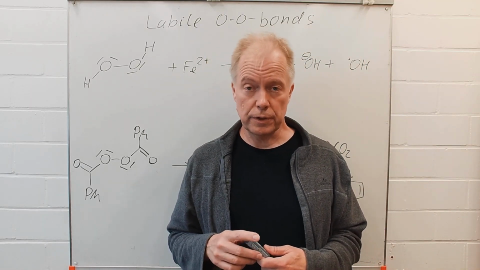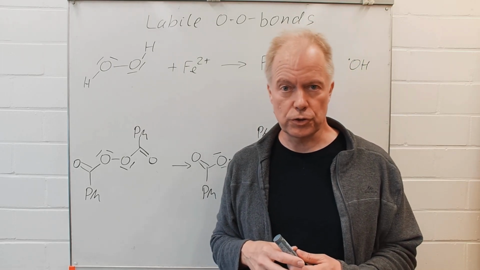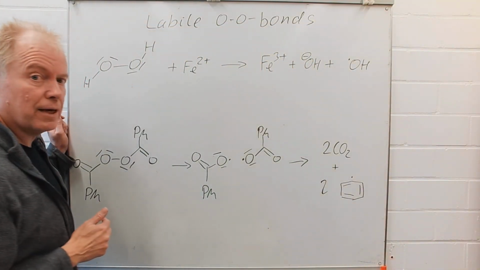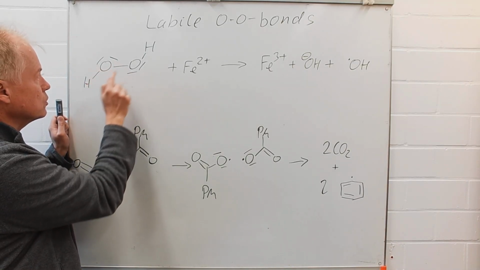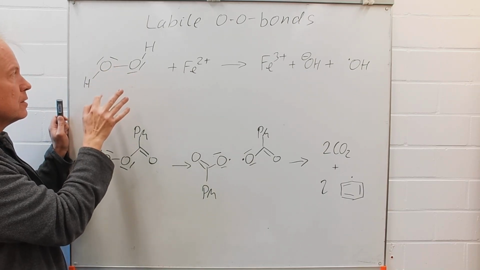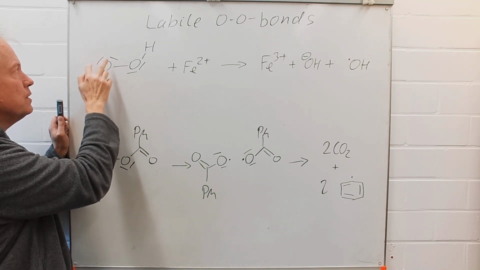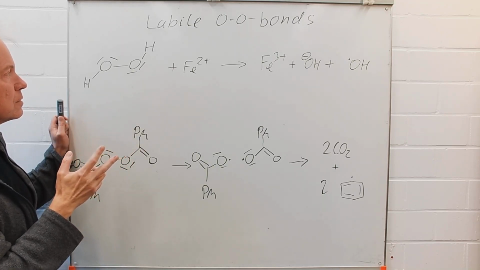In today's tutorial we will discuss labile oxygen-oxygen bonds. Here we have hydrogen peroxide. The oxygen-oxygen bond is elongated because of the repulsion between the free electron pairs.